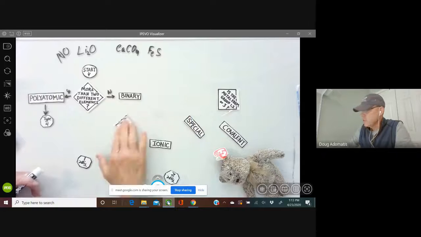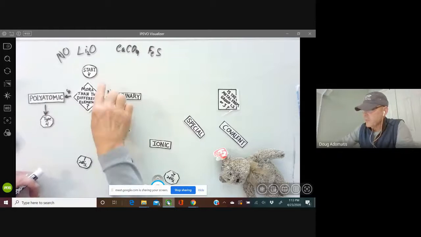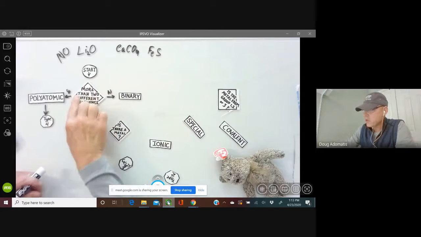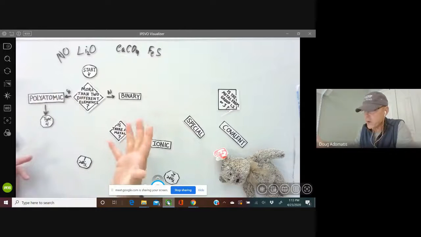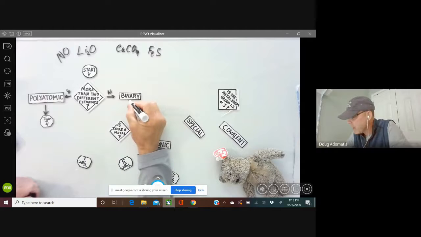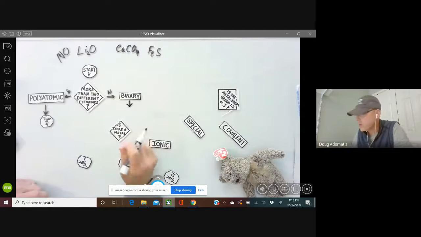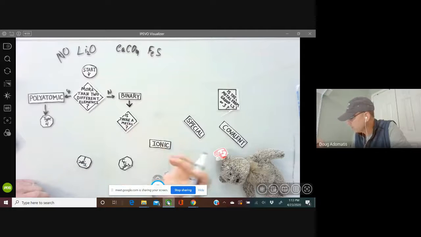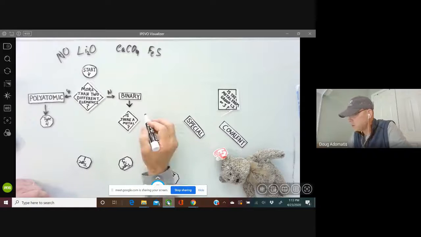Okay, so the circle is the start, the diamond is the question, and the squares are just kind of where we're at now, and then the stop sign is where we stop. So right now we're at the binary level, and we need to ask ourselves another question if we're going to go any further. Is there a metal?